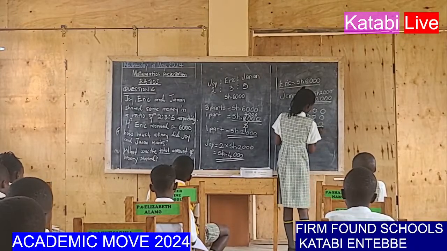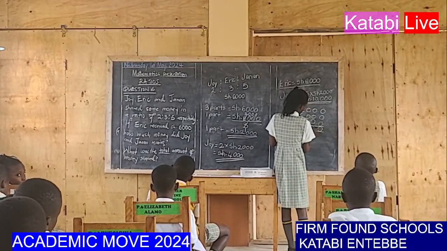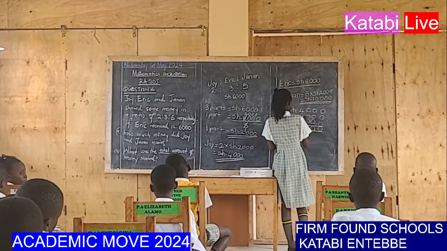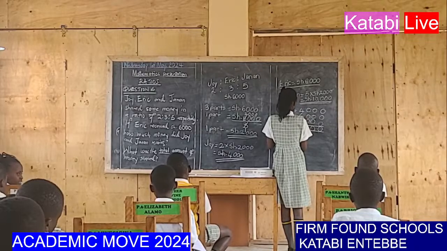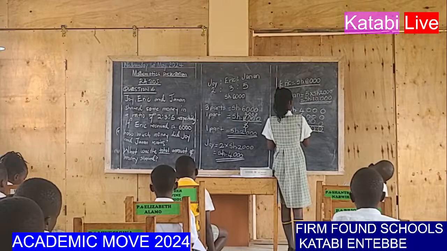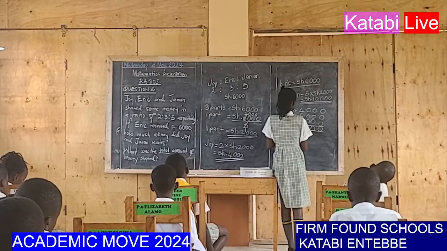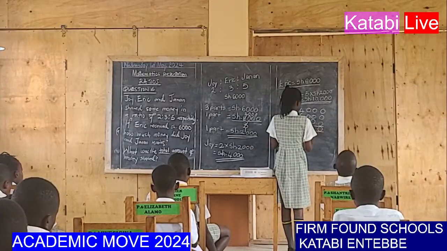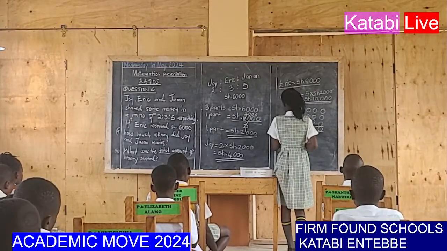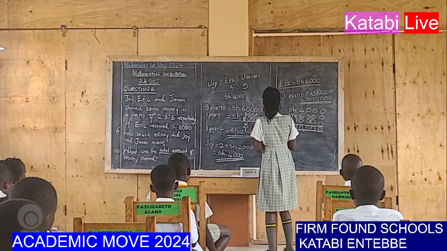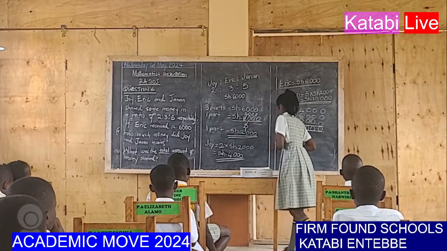Zero plus 0, 0 plus 0, 0 plus 0, 4 plus 6. What do we write? Then 1 plus 1. Then we put here shillings. Then we count 1, 2, 3. Then we put here comma. So the total amount of money shared was 20,000 shillings. Thank you.